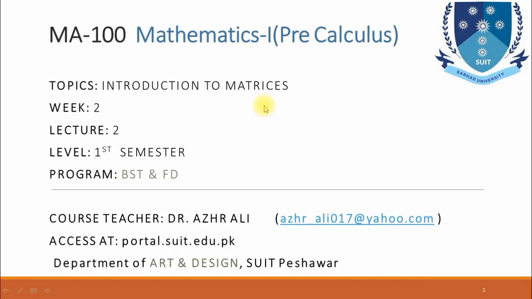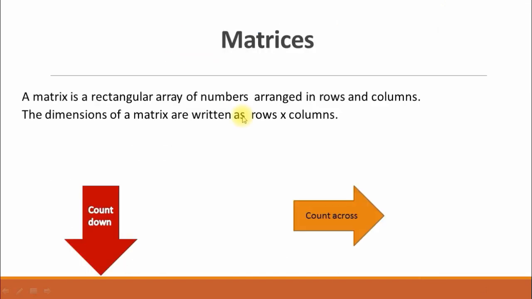Dear students, today we are going to learn about matrices, and this is the second lecture of second week for the course Mathematics 1. So now, what is a matrix? A matrix is a rectangular array of numbers arranged in rows and columns. The dimension of a matrix is written as rows by columns, and we count rows in the down direction and count columns in the cross direction.